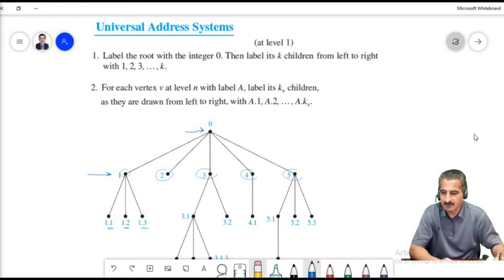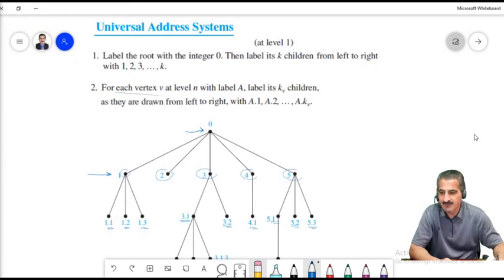We go to 2, which has no leaves or no subtrees. 3, we will go to 3.1, 3.2. 4 has one leaf only, 4.1. 5.1, 5.2, and 5.3. So this is level 2. We used points in here, and this is what it meant here.